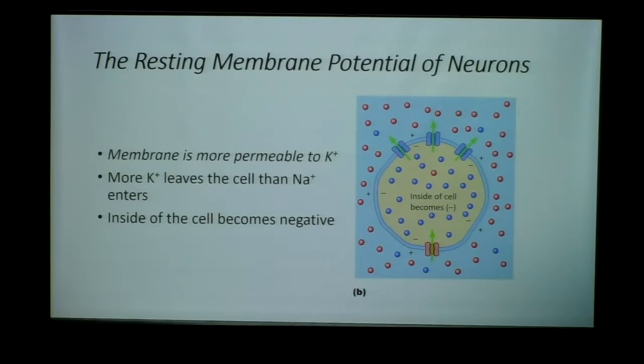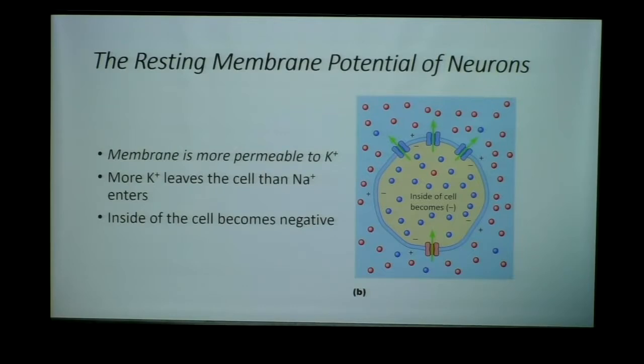So, because we have potassium leaving the cell at a slower rate, but doing so through more channels, and we have sodium entering the neuron at a faster rate, but only doing so through one channel, we eventually approach this condition which we call steady state. And this is how we get our resting membrane potential.